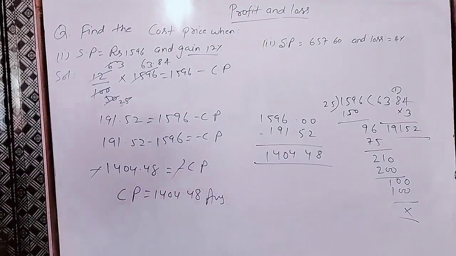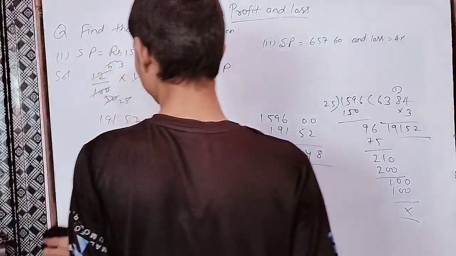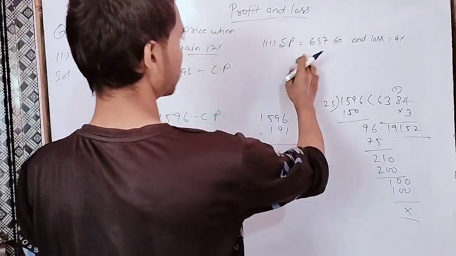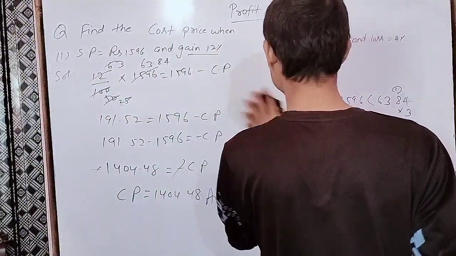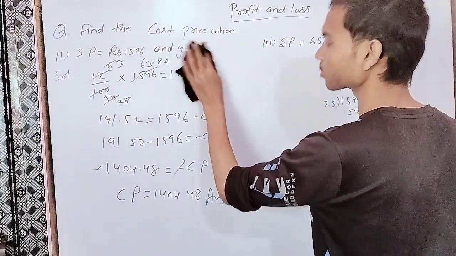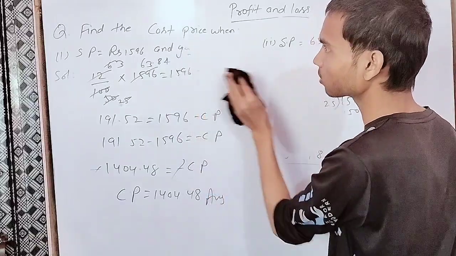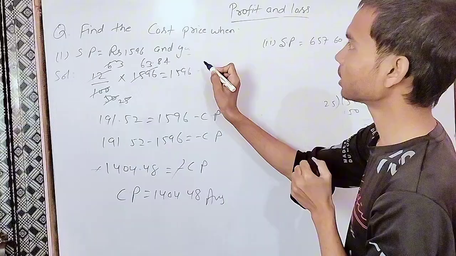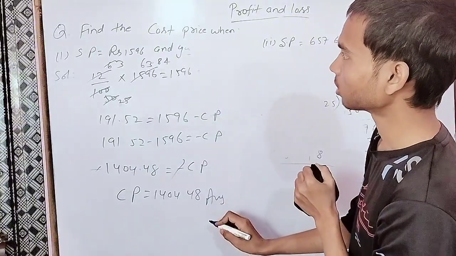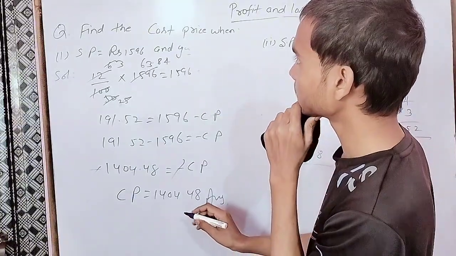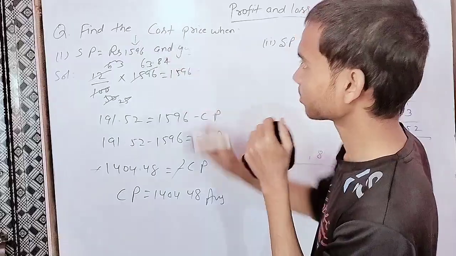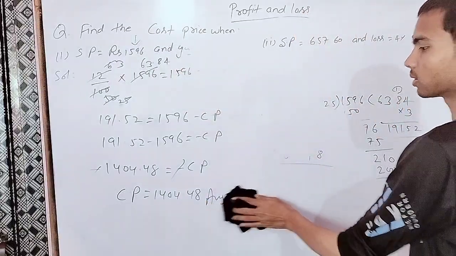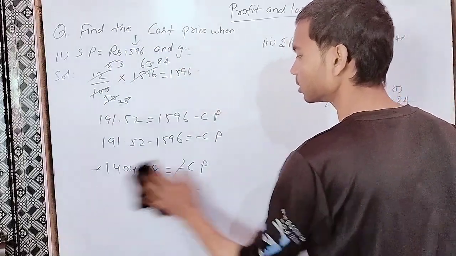Now next question. Next, this. So this is the final answer. It is saying that gain was 12%, and here can we say that yes, selling price is higher than cost price. That's why this is correct.